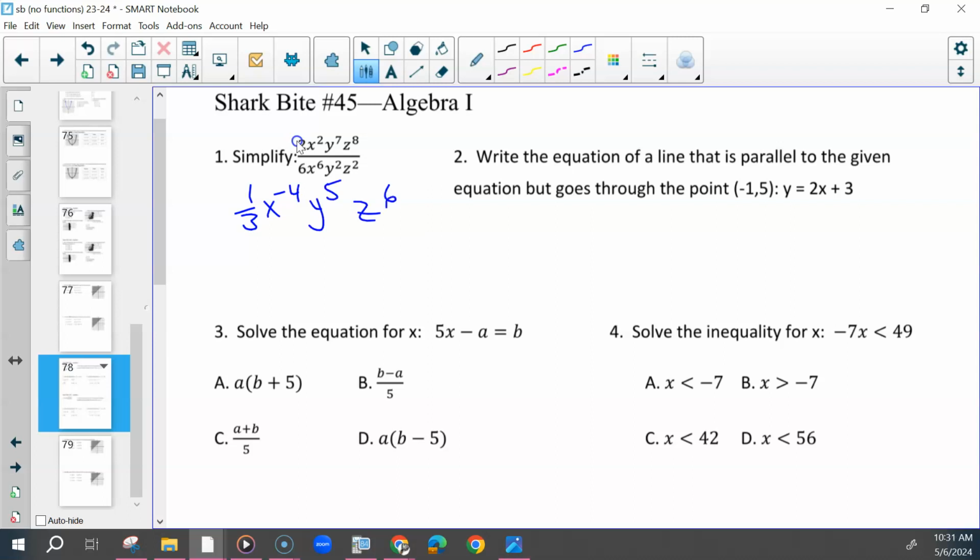And then rearrange this so that your negative exponents become positive. So that would get moved to the denominator, and y and z would stay in your numerator. So y to the 5th, z to the 6th, over 3x to the 4th. So you can check this in Desmos, but you can't do it in Desmos.